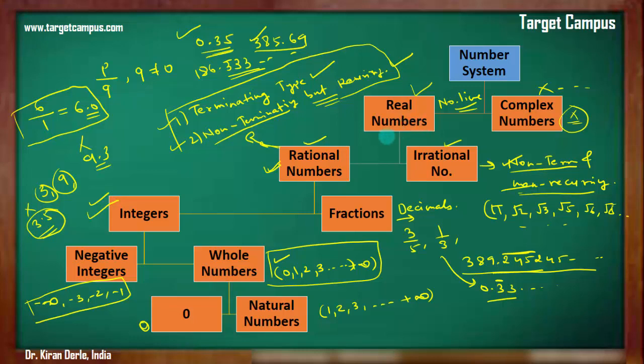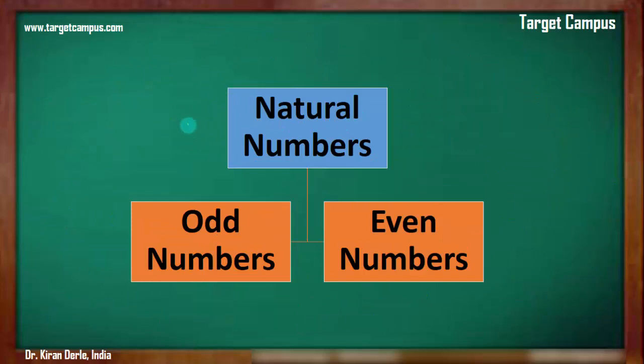So real numbers can be categorized as rational numbers and irrational numbers, right? What are rational numbers? We have seen. What are irrational numbers? We have seen. Rational numbers can be segregated as integers and fractions. We play with this a lot, right? So integers are negative integers, whole numbers, zero, natural numbers. I hope this chart is very much familiar to you now. Hope this is clear.